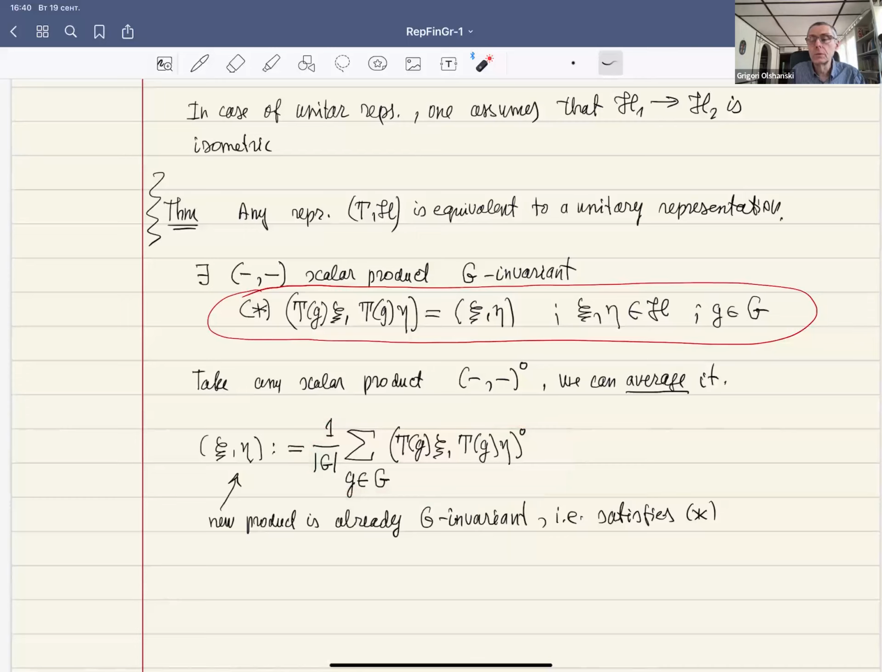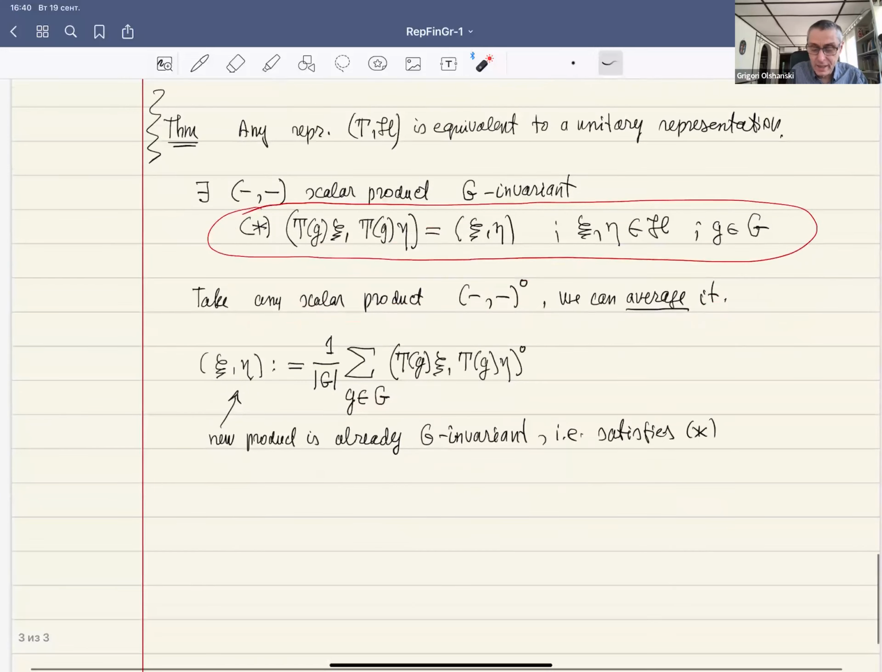Is it clear? Some questions maybe? Please ask if something is not completely clear. So this is simple, but very important. So we can assume from now on that our representations are unitary. Sometimes I will drop this assumption. Sometimes I will assume that I am dealing with a unitary representation, depending on the situation.